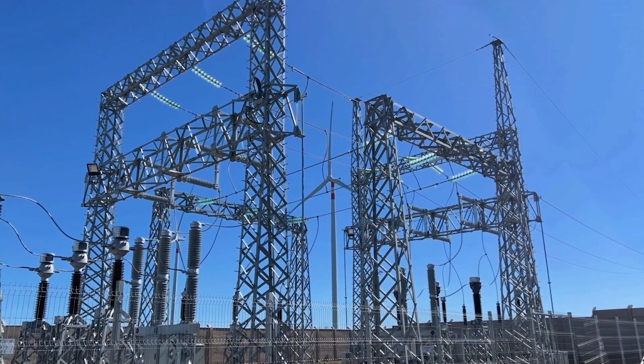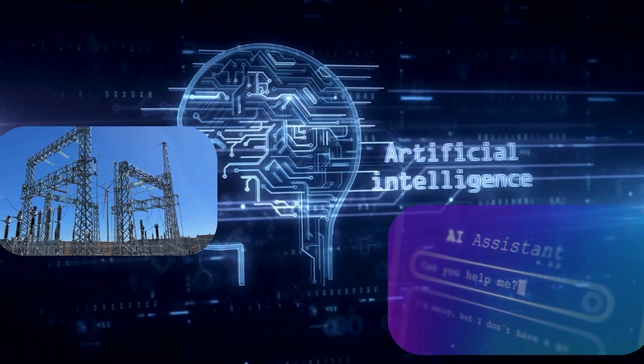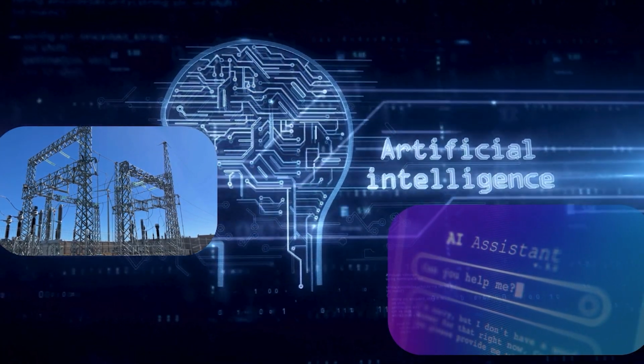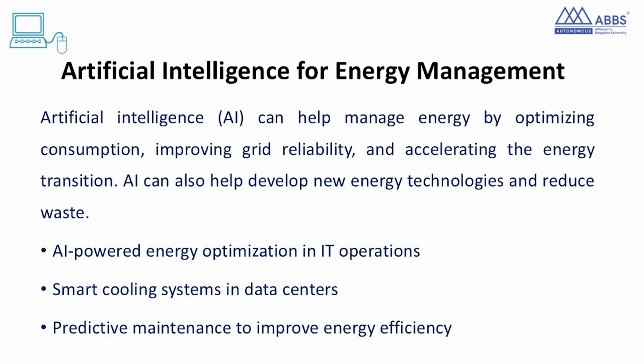Now, with the help of AI, we can design systems which could monitor and give instructions to these devices to set on auto mode, where they could switch on and off or reduce the energy consumption based on the surroundings or situations. Some of the examples of the use of artificial intelligence for energy management are AI powered energy optimization with respect to IT operations or processes, use of smart cooling systems in data centers, predictive maintenance to improve energy efficiency.